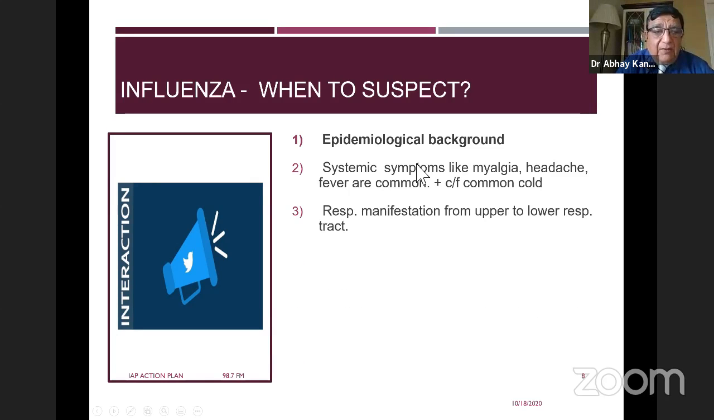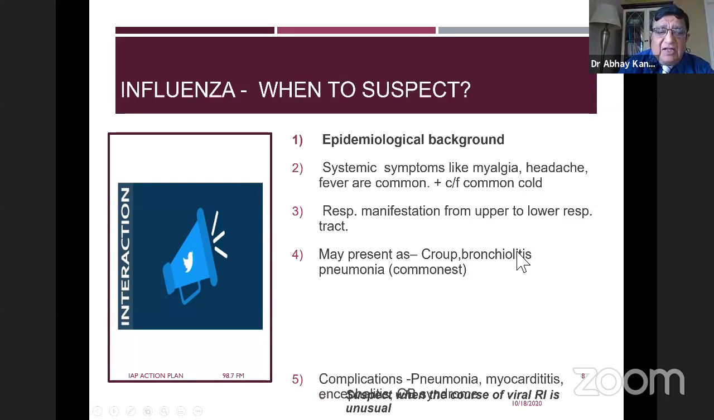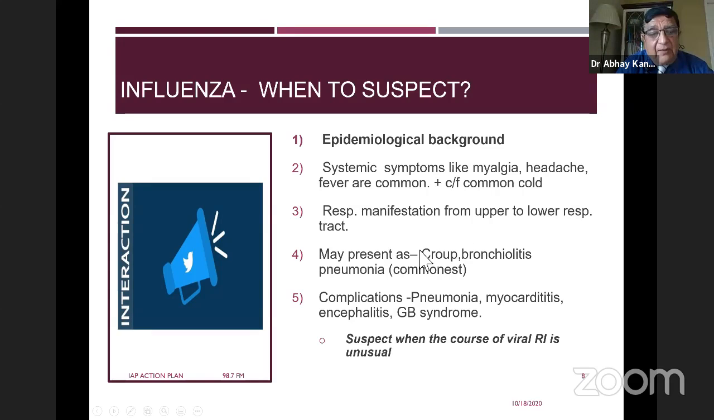Number three, there may be a respiratory manifestation which involves both the upper airway as well as the lower airway. And number four, the child may present directly as a case of croup, bronchiolitis, or even pneumonia. Out of this, pneumonia is the commonest presentation as far as H1N1 is concerned. And last one, sometimes the child may have complications in the form of post-viral pneumonia, myocarditis, encephalitis, or even Guillain-Barré syndrome. Out of this, the most important thing is that if there is an unusual course of any viral respiratory infection, then you have to suspect H1N1.